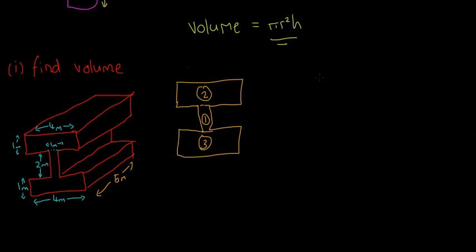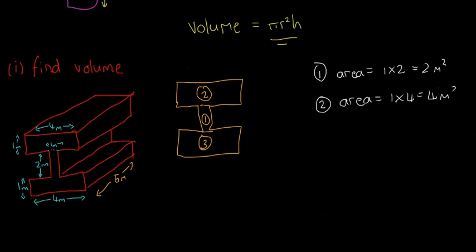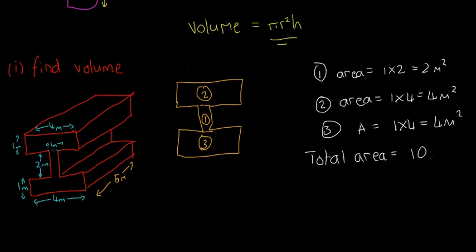Section 1 is just a little rectangle, and we know it's 1 meter by 2 meters, so the area is equal to 1 multiplied by 2, which is just 2 meters squared. Then area number 2, this one on top, is going to be 1 meter by 4 meters. So the area is equal to 1 by 4, which gives us 4 meters squared. And then number 3 is the exact same. The area is equal to 1 by 4, which is again 4 meters squared. So the total area of the face is going to be equal to 4 plus 4 plus 2, which is just 10 meters squared.